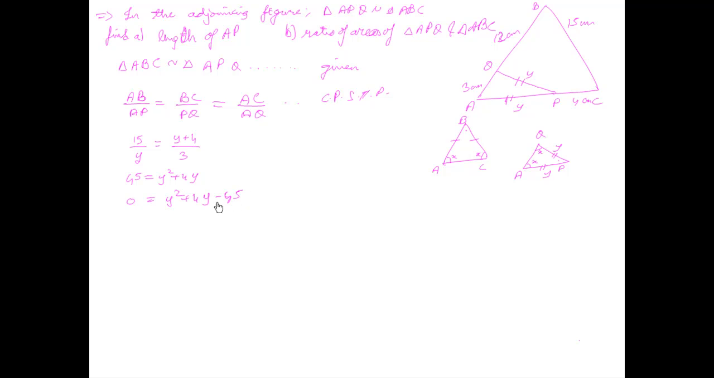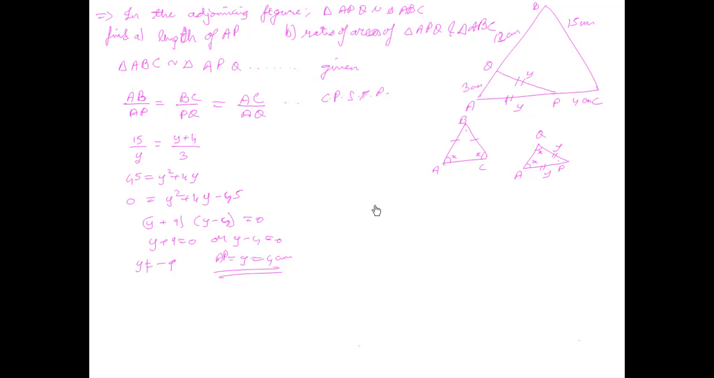Children, 45 factors will be 4 and 9. So that's y plus 9, y minus 4 is equal to 0. That gives us y plus 9 equals to 0 or y minus 4 equals to 0. Y is equal to 4 or y is equal to negative 9, which is not possible. And children, the value of y is AP. So AP equals to 4 centimeters, children. So now we get this length as 4 centimeters.